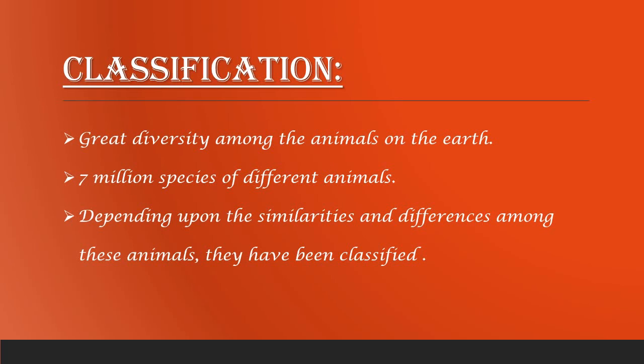Students, there is great diversity among the animals on the earth. There are about 7 million species of different animals, and depending upon the similarities and differences among these animals, they have been classified. Such systematic classification makes it easy to study the great diversity of animal forms.